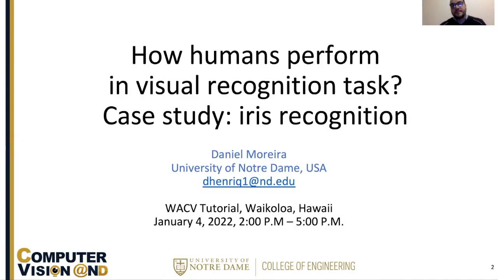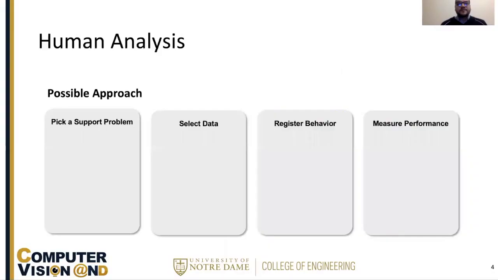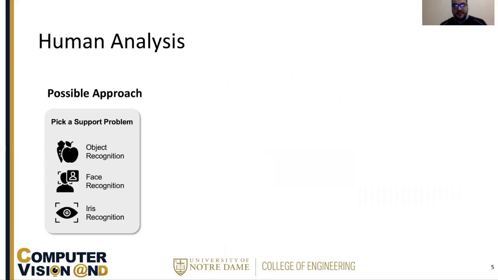So as I already told you, our focus now is on how humans do visual analysis. And for doing this study, you need some approach, and this is what we are trying to bring here today. Based on previous literature and our previous experience, we know that a possible approach is divided into 4 steps. And of course, the first step is you have to pick a support problem which you are gonna expose people to and ask them to solve.